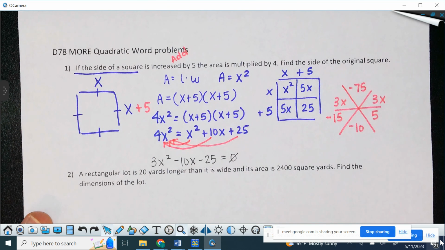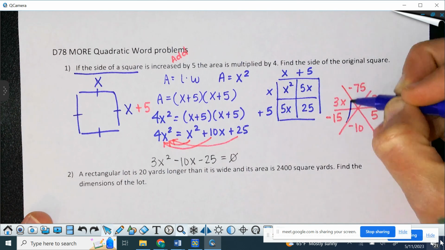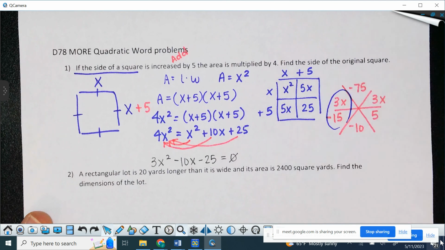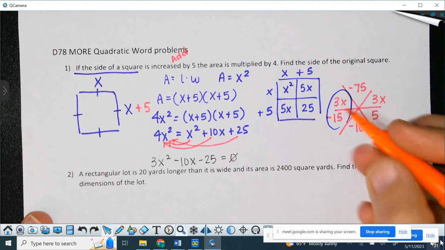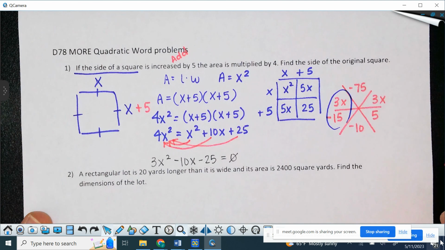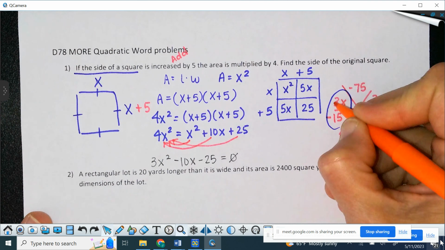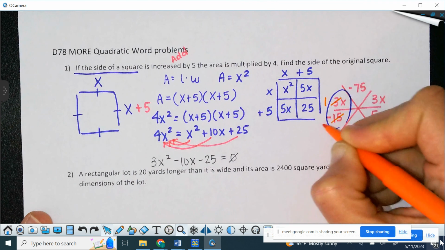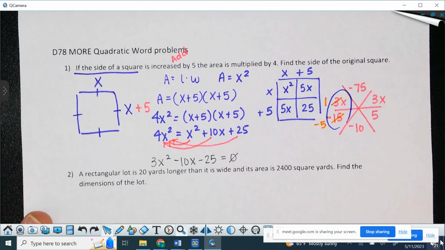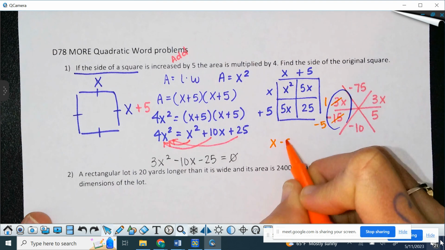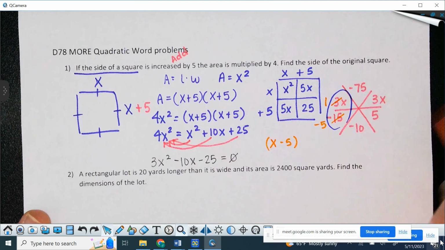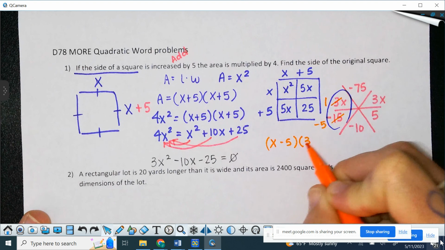Looking at our not fraction right here, can it be reduced? Yep. By what number? Close. 3. There it is. So you divide by 3, that's going to give me 1. Divide by 3, I get a negative 5. 5 won't work because 5 doesn't go into 3. So that's going to be x minus 5. 3 over 5 cannot be reduced. So it's going to be 3x plus 5.